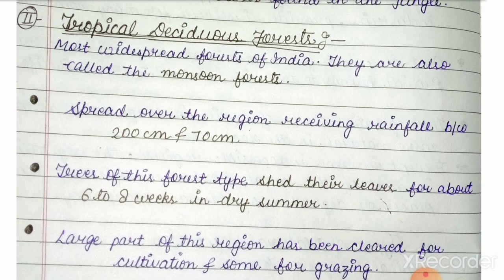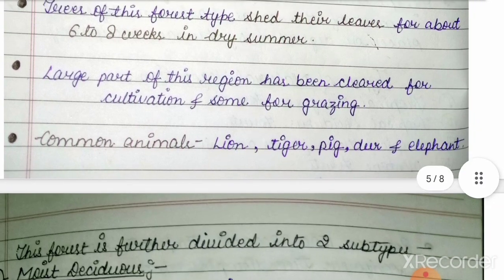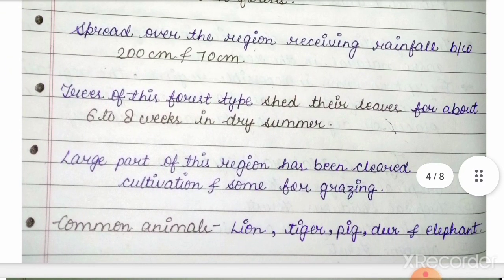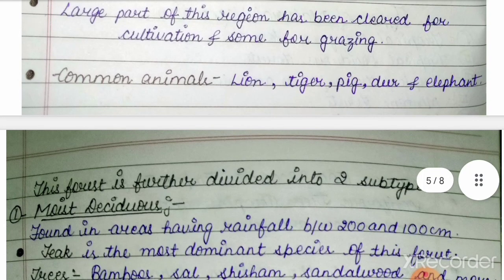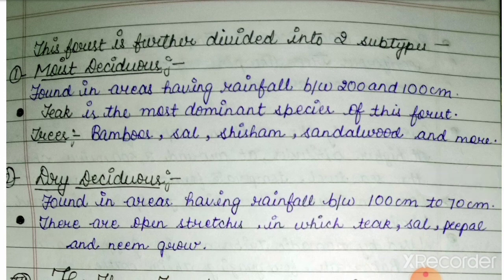So, the most widespread forest of India, they are also called monsoon forests, right? It is spread over the region which receives 200 to 70 centimeters of rainfall. Trees of this forest shed their leaves for about 6 to 8 weeks in the dry season, and a large part of this forest has been cleared for cultivation and some for grazing. Common animals found in this forest are lion, tiger, pig, deer, and elephant. The forest is further divided into two types, that is moist deciduous and dry deciduous.